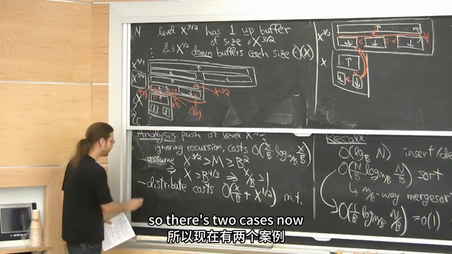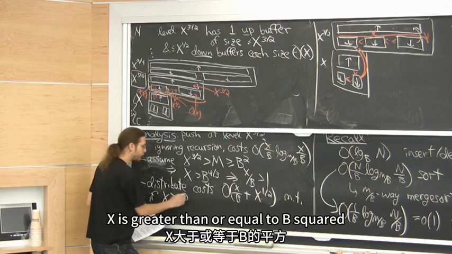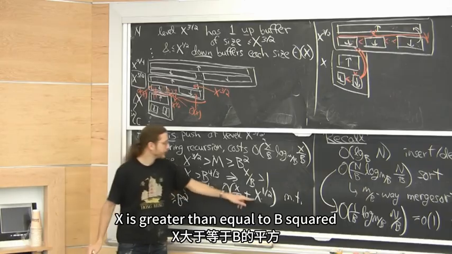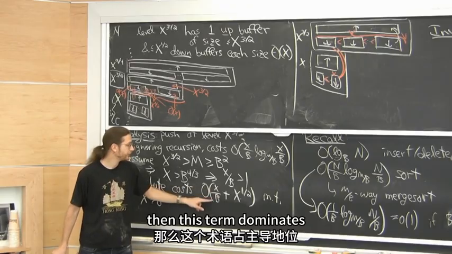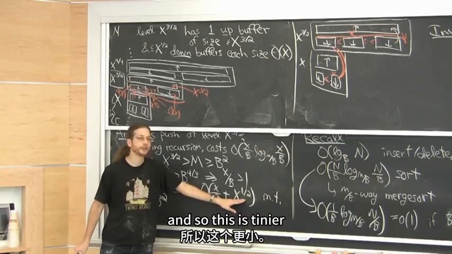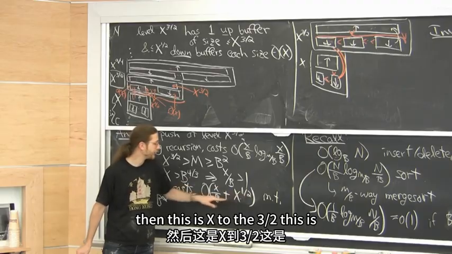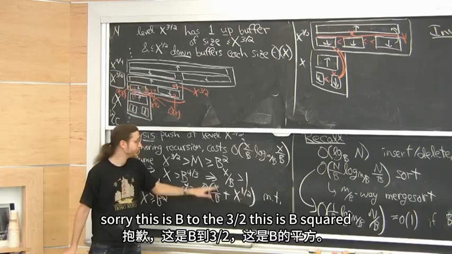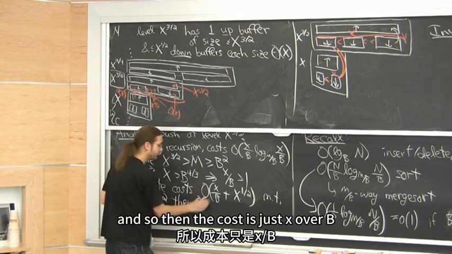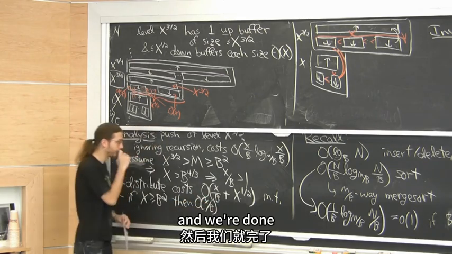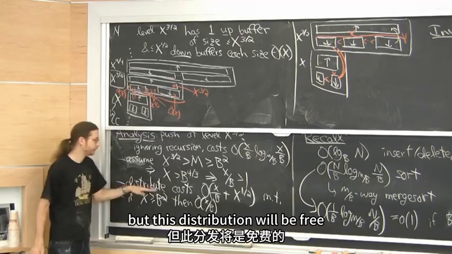So there's two cases now. If x is greater than or equal to B squared, then we're happy. This term dominates, and so this is tinier. Say x is B cubed. Then this is x to the 3 halves. This is B to the 3 halves. This is B squared. So this is bigger. And so then the cost is just x over B, and we're done, because we need to prove it's x over B times log. We had to do this to sort, but this distribution will be free.